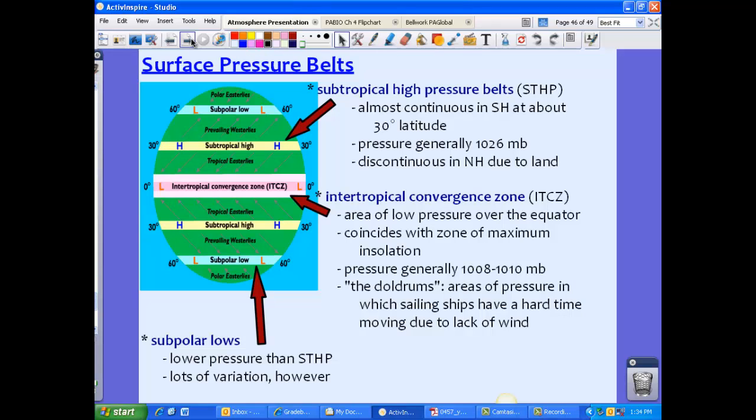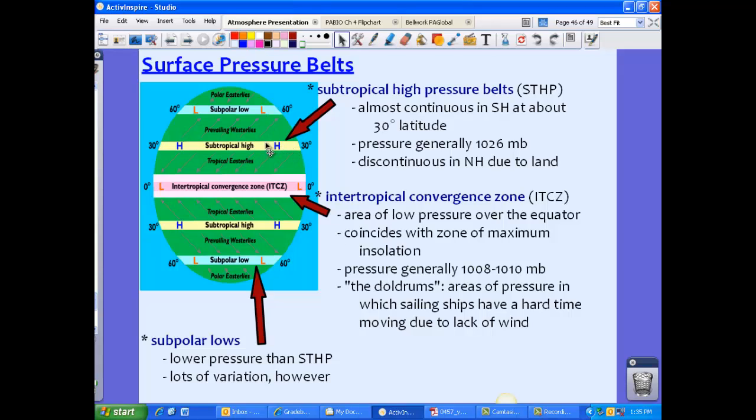So if we take a look specifically at some of these pressure belts, first let's take a look at what's known as the subtropical high pressure belt. You'll see this labeled STHP, subtropical high pressure belt. Now this is almost continuous in the southern hemisphere at about 30 degrees latitude. So in our little picture here, take a look at 30 degrees south. This subtropical high right here is pretty stable. It's going to be continuous right along 30 degrees south. Now the pressure generally is about 1026 millibars.